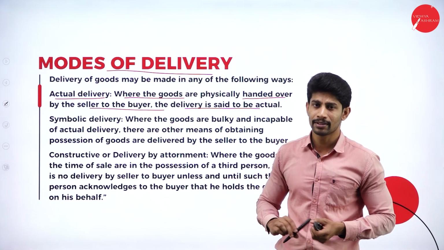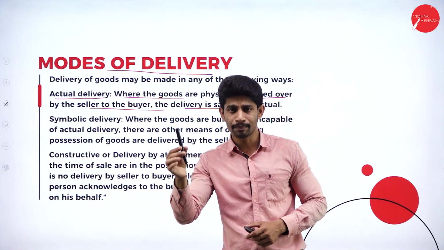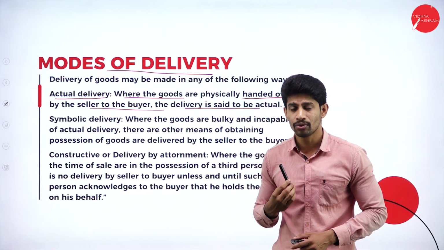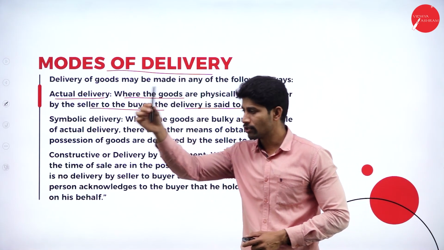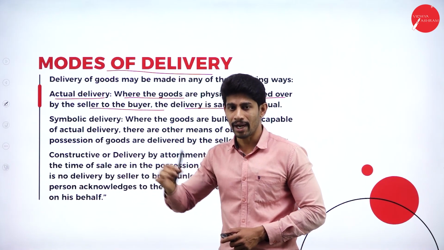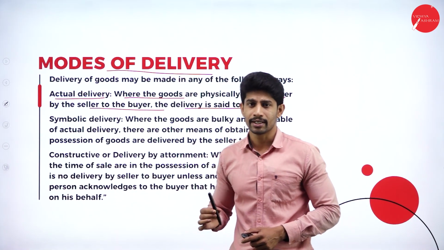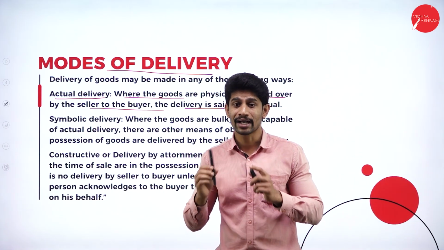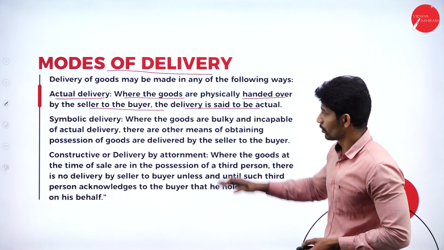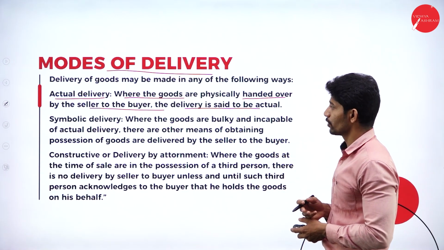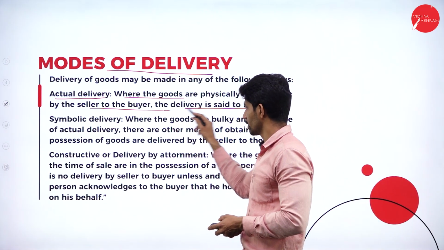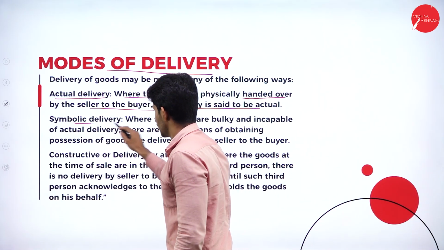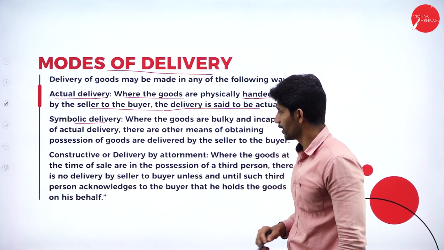For example, this pen. If any person purchases this pen, as a seller, what am I supposed to do? I am supposed to hand over this pen to the buyer. I am handing over this pen to the buyer. So this is called actual delivery. So where the goods are physically handed over by the seller to the buyer, the delivery is said to be actual.